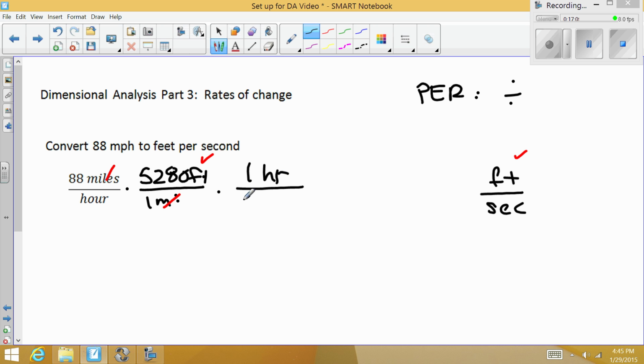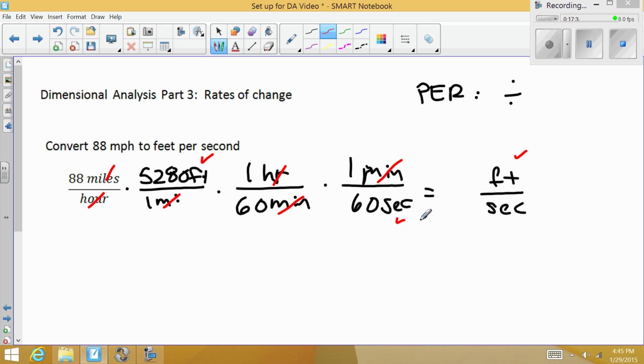1 hour is 60 minutes, which is not what I want. I want seconds, so I need a second conversion here. 1 minute is 60 seconds. Okay, and that should get us feet per second, because the hours will cancel with the hours, the minutes will cancel with the minutes, leaving us with the seconds we want.